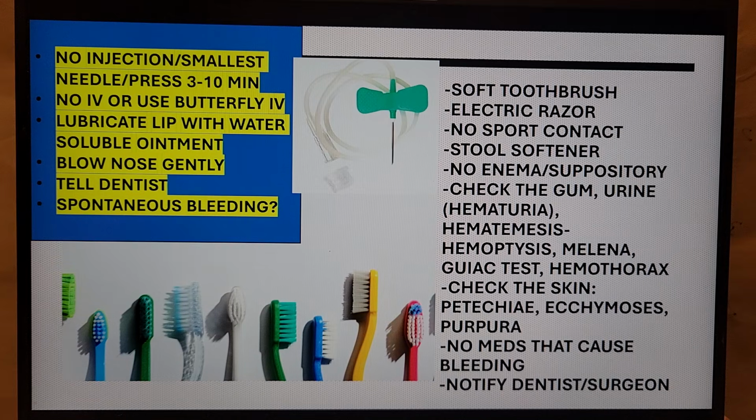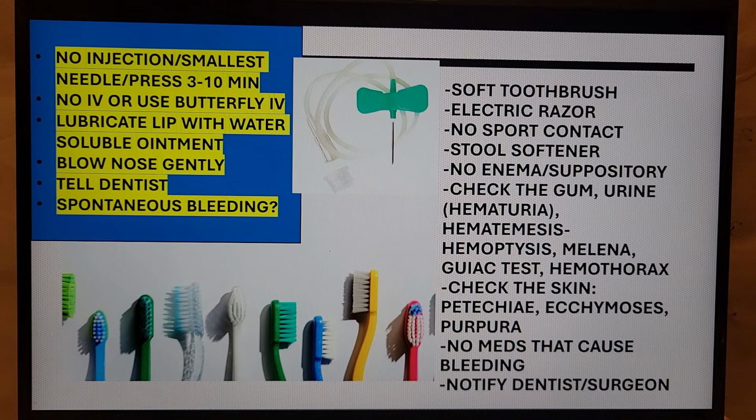Check their gum, check their urine. Maybe they have hematuria, hematemesis, they're vomiting blood, hemoptysis, their sputum has blood, melena, they have fresh blood in their poop. If I don't see the blood in the poop, maybe I need to do a guaiac test, right? Hemothorax, bleeding in the pleural space. Check their skin. I don't want to see petechiae, pinpoint. That's the skin, right? Under the skin there is bleeding.